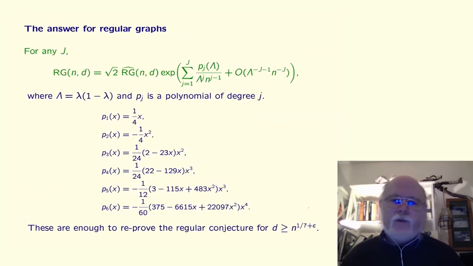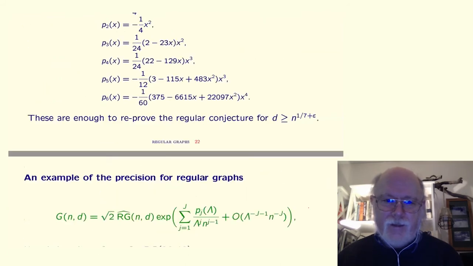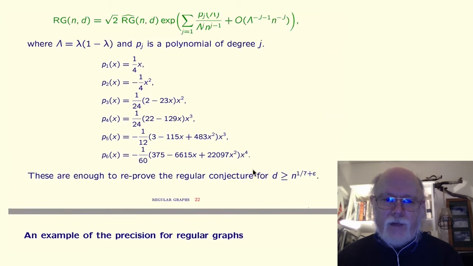So the answer for regular graphs looks like this. There's an expansion. You can take any j you like, and then there's a polynomial. Capital lambda is little lambda times 1 minus lambda. Remember, little lambda is the density. Pj is a polynomial of degree j, and there's the first 6 of them like that. The first few are easy to calculate because it gets harder and harder and harder. And the last one took about, I think, 10 hours of Maple to calculate. And these values I've got here are enough to give you the number of regular graphs when the degree is at least n to the 1 on 7, which well overlaps the earlier results on the sparse range.